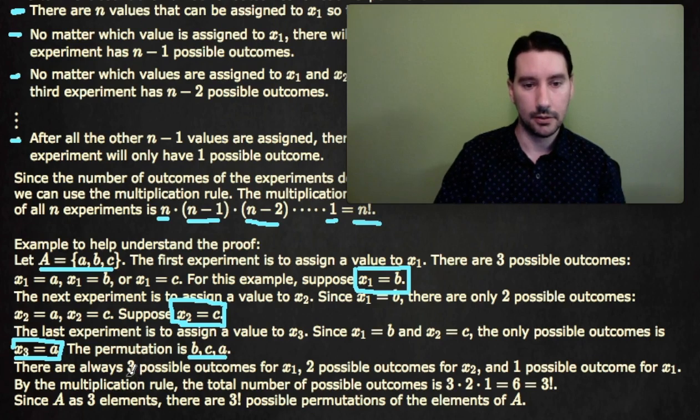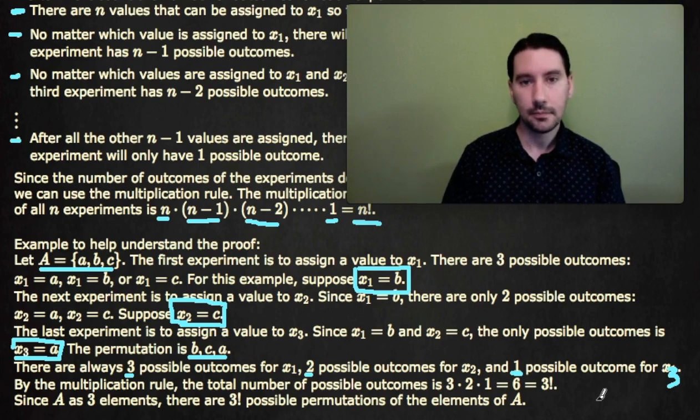So there were always 3 outcomes for x1, and no matter what I chose for x1, whether it's A, B, or C, I have 2 outcomes for x2. And then no matter what I chose for x1 and x2, I've always only got one choice for x3. So then by the multiplication rule, the total number of outcomes is 3 times 2 times 1, which is 3 factorial, or is also 6 if you just compute it.